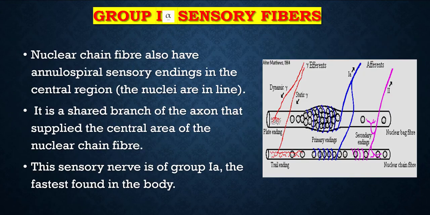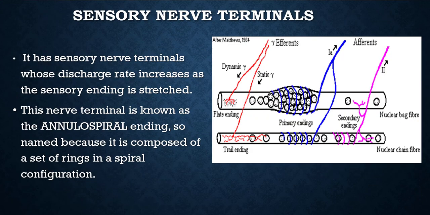Sensory nerve terminals. It has sensory nerve terminals whose discharge is increased as the sensory ending is stretched. These nerve terminals are known as annulospiral endings, so named because they are composed of a set of rings in a spiral configuration. These fibers turn around the muscle fiber, and that's why it is called a spiral ending.